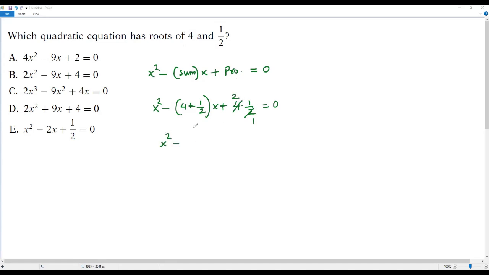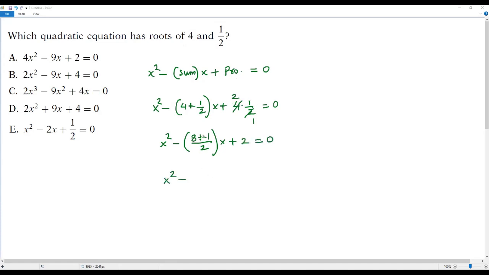Okay, x squared minus. We have to add the integer 4 and the fraction 1 over 2. Whenever I want to do addition or subtraction between an integer and a fraction, the integer has to be multiplied by the denominator over here. Once I'm done with the multiplication, I can take this 2 as a common denominator. Let me do it. 4 times 2 is 8. Then we have (8 + 1) over 2 times x plus. Here 2 times 1 is 2 equals 0.